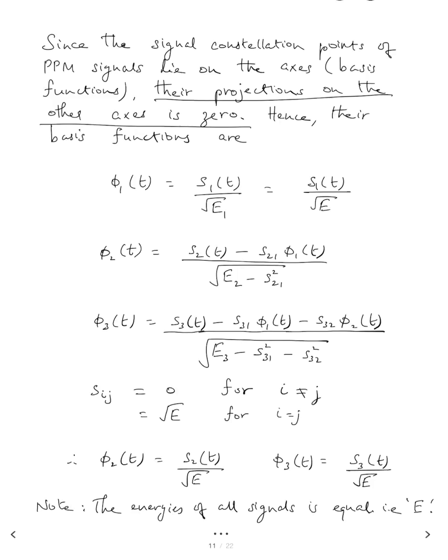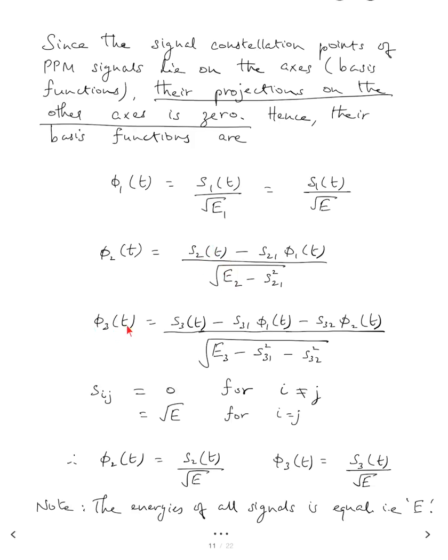So if you again look at the Gram-Schmidt procedure, the basic definition for the first basis function is S1 of t by root E1, which is simply S1 of t by root E, because all the signals have equal energy. The second basis function from the Gram-Schmidt procedure is given by this, but since the projection of the second signal S2 on the first basis is 0, S21 is going to be 0 because S2 of t lies on phi 2 of t. So that means this S21 term will disappear, and therefore phi 2 of t will simply be S2 of t by root E2.